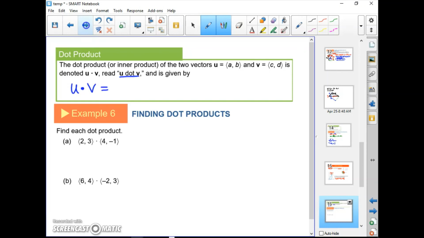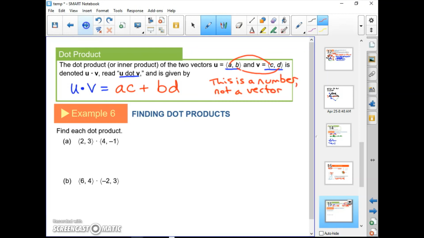U dot v equals. Notice over here you've got these two vectors. We're going to dot product those. Really all you do is you multiply those and add them together. So it's going to be AC plus BD. This is a number. Not a vector. It's just going to be a number. And that number is going to tell us something about the angle between two vectors.